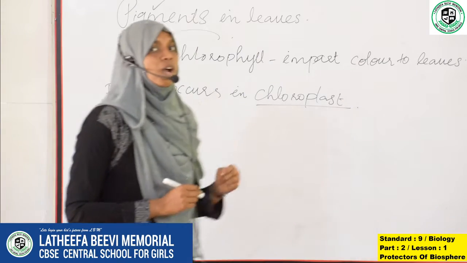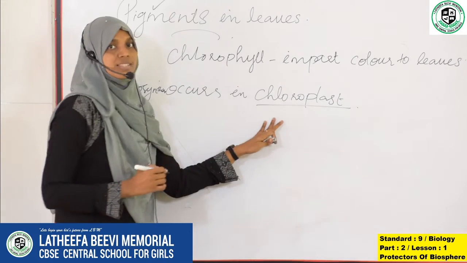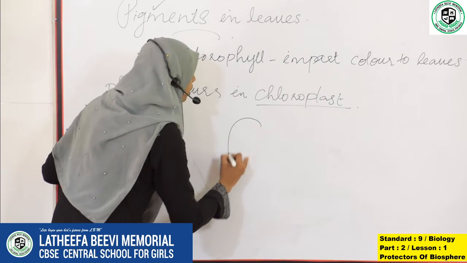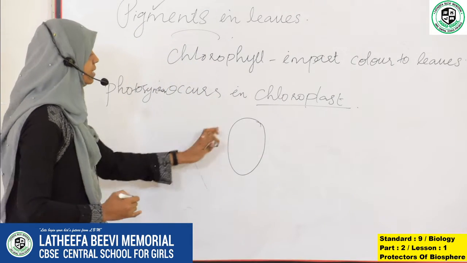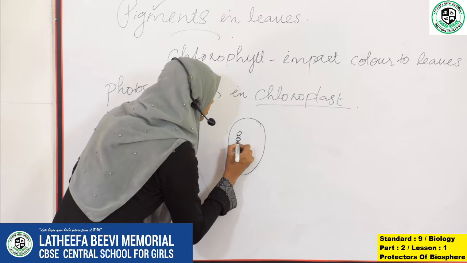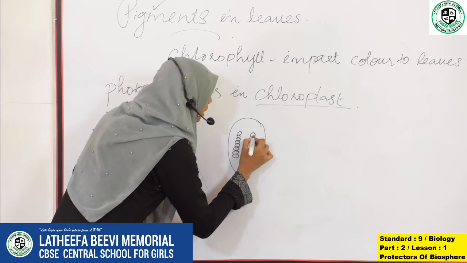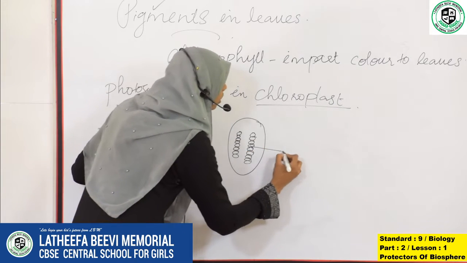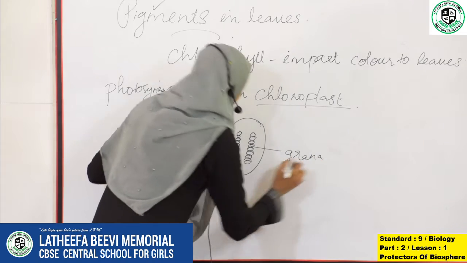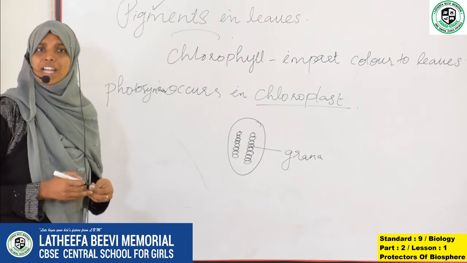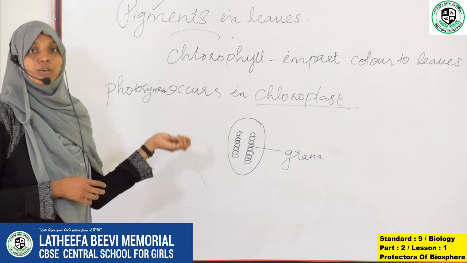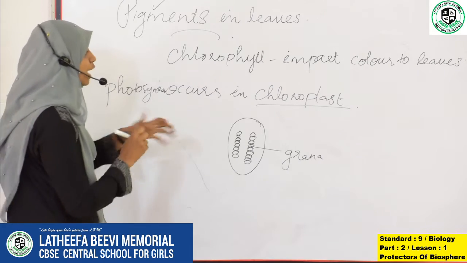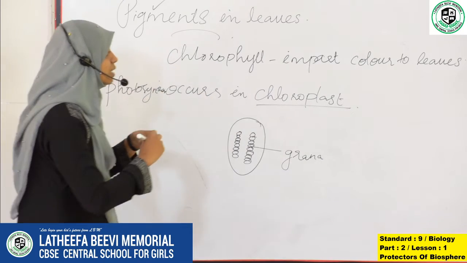Okay, now we are going to learn the structure of the chloroplast. The chloroplast has an outer membrane. Inside it there are brick-like structures, and these structures are called grana. This is the structure of the chloroplast. What is the speciality of this chloroplast? In the chloroplast, photosynthesis occurs. The chloroplast is the site of photosynthesis.